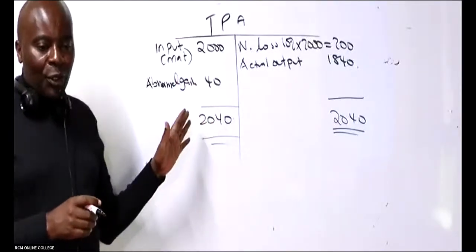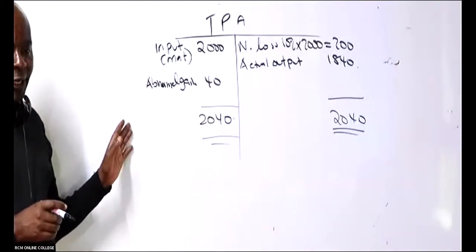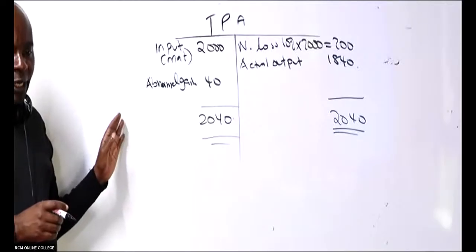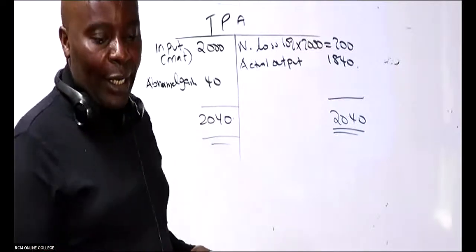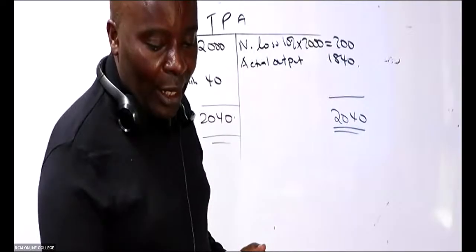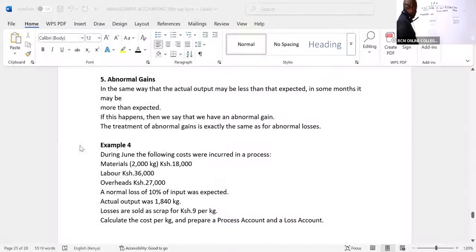So up to here, ladies and gentlemen, are we together? Are you able to follow up to here? Yes. Thank you so much. Then after that, we should be able to go ahead and do a process account. Very easy, easy peasy.